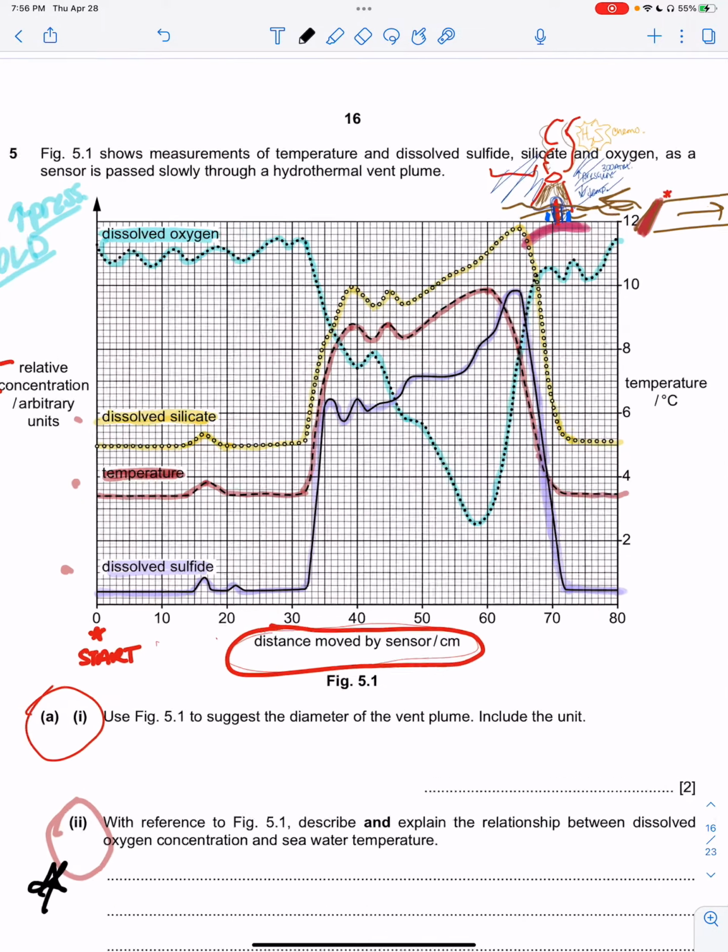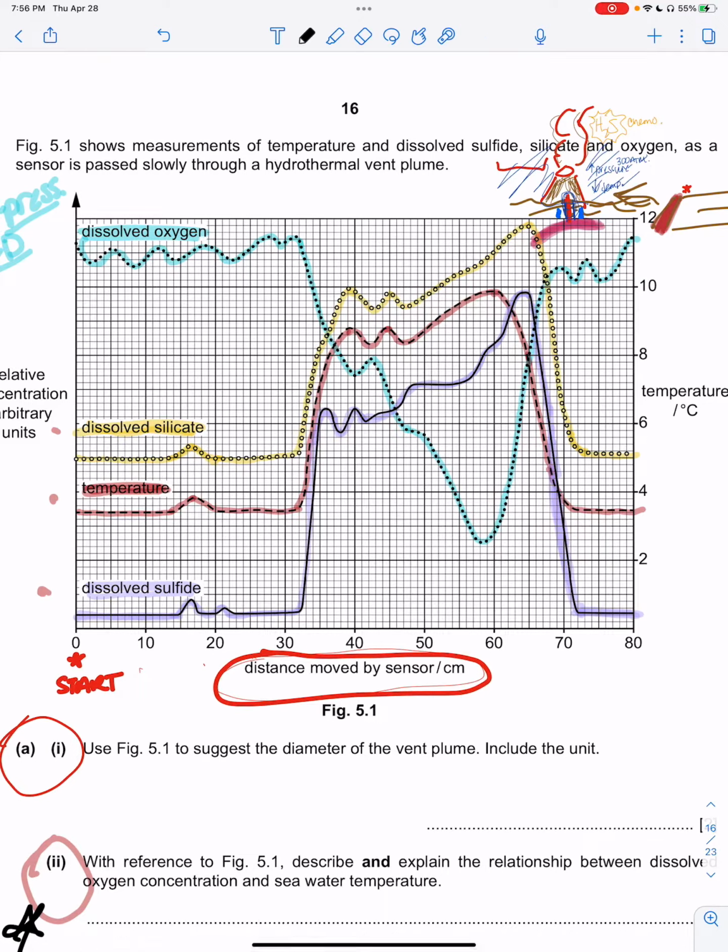But again, I like to look at a graph and try and make sense of it. Dissolved silicates, dissolved sulfide, and temperature, they all increase right around this area. And then it's high, high, high, high, and then they decrease around the same area. And that's because that's the end of the vent plume. This area, this whole area, is the vent plume.